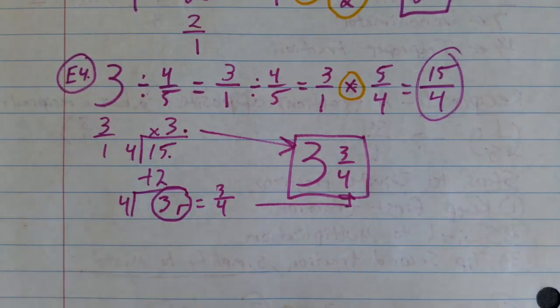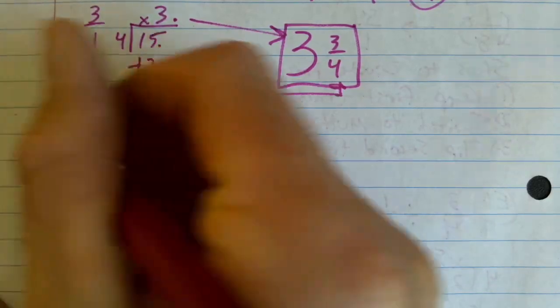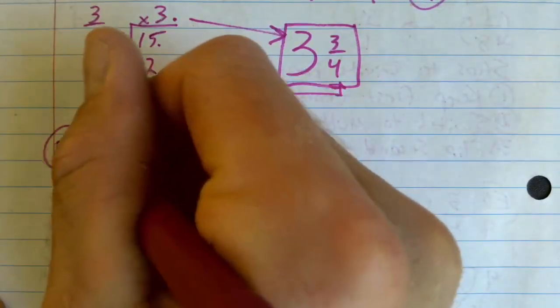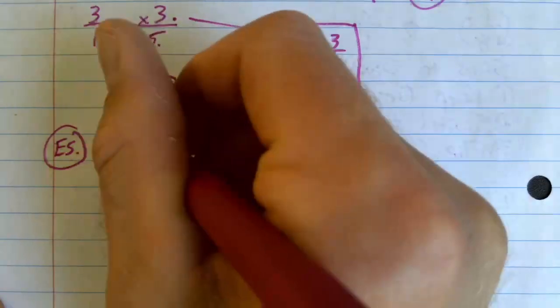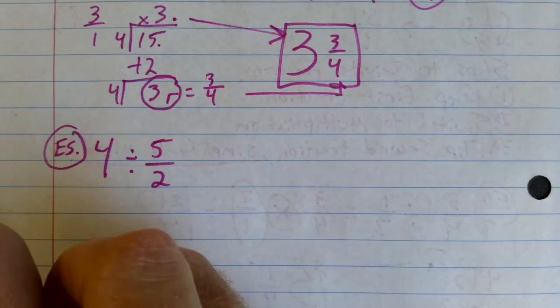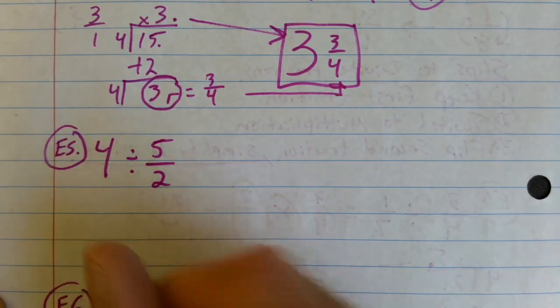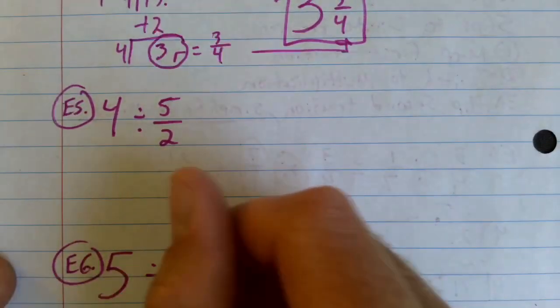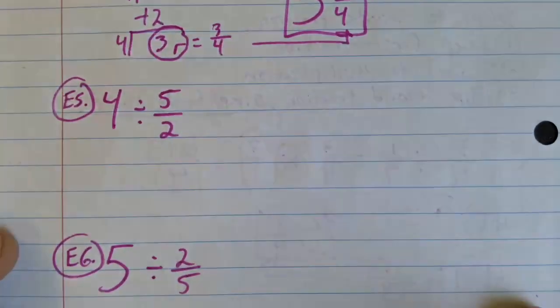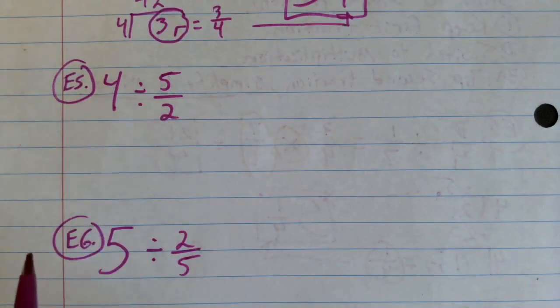So go ahead and try numbers 5 and 6 on your own. E5 is 4 divided by 5 over 2. And skip a couple lines to give yourself some space for your work. E6 is going to be 5 divided by 2/5. So go ahead and try E5 and E6 on your own.